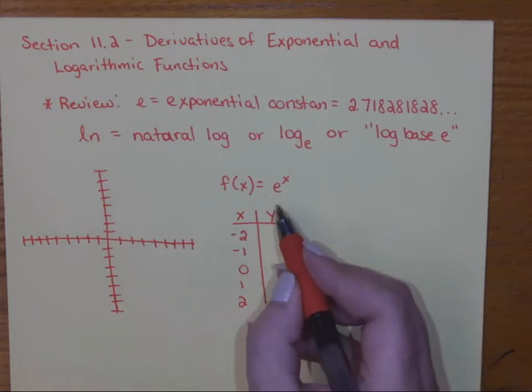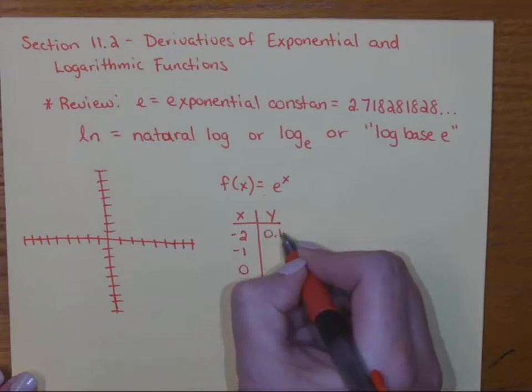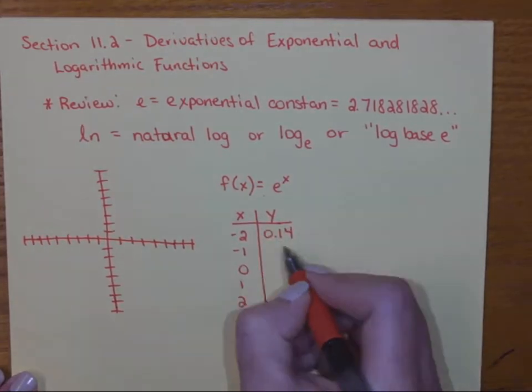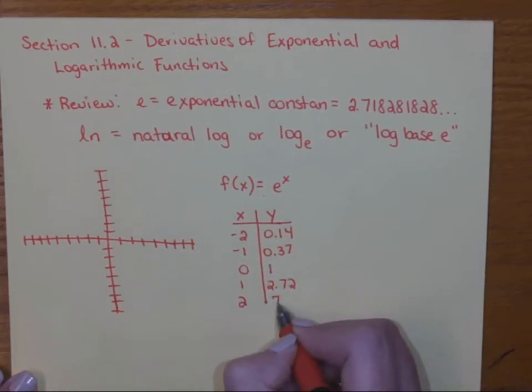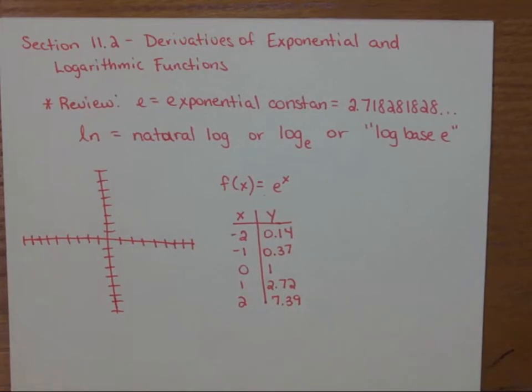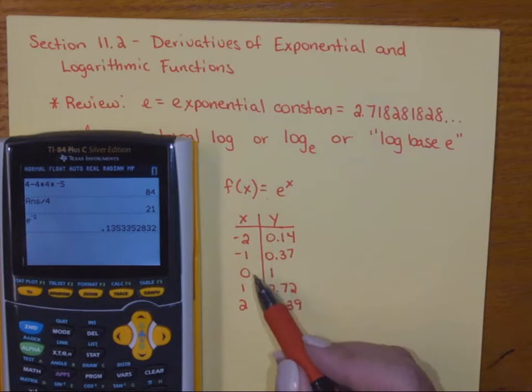Okay, so you would plug this into your calculator, and if you do, you're going to get a bunch of decimals. So we're just going to round them. So 0.14, 0.37, 1, 2.72, and 7.39. Okay, just real quickly, literally all I'm doing is plugging them into the calculator and saying e raised to the -2 power. Notice that gives me 0.135, which I rounded up to 0.14, and then I'm changing the exponent as I go.